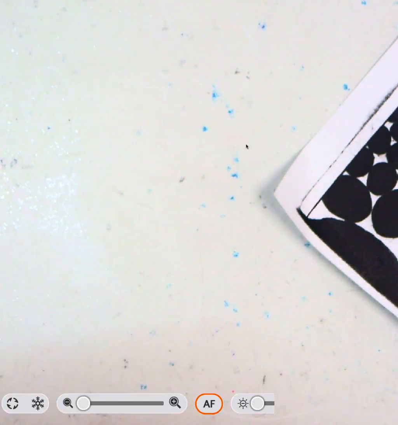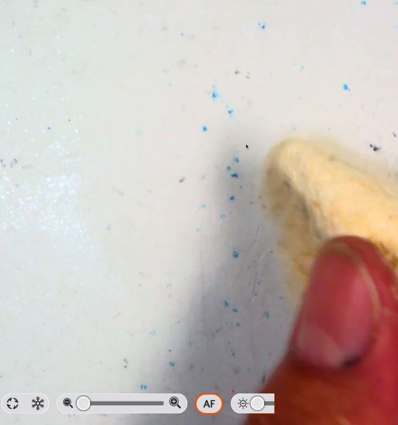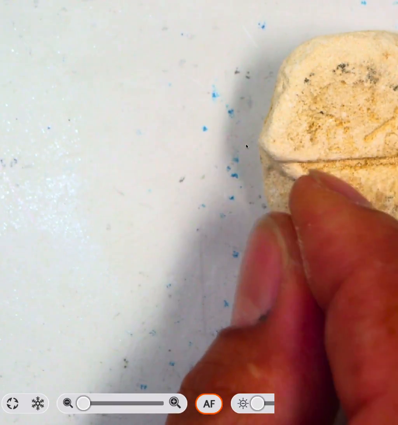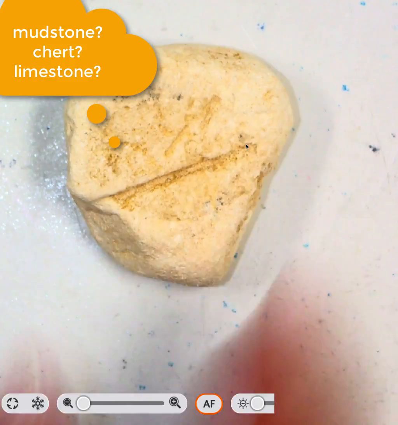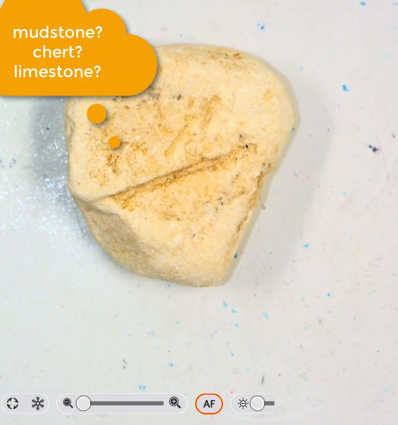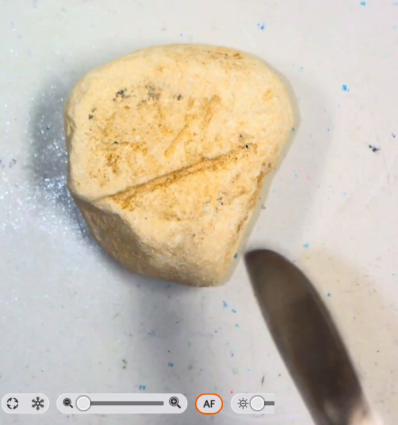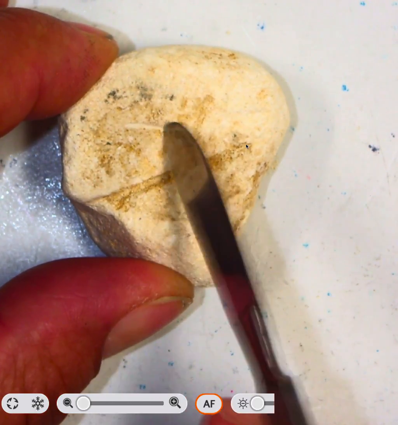Now we'll go to the next sample, which is sample number 0. One thing about sample 0 is that it's very fine grained. You can see it's kind of coming off on my fingers here. So this is a fine grained sedimentary rock. Your job is to figure out whether it's a mudstone. It could be a chert. Remember, chert is microcrystalline quartz. Or it could be some sort of finer material like a claystone or a chalk. And you can see it's really soft.